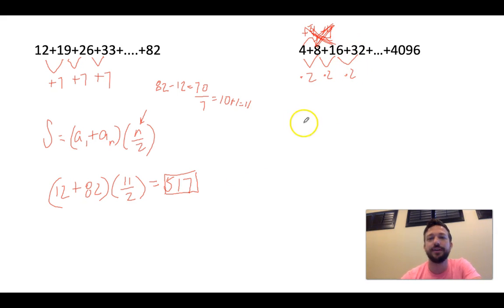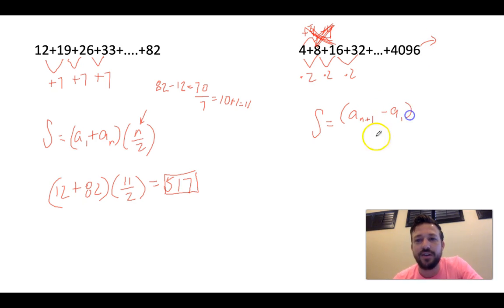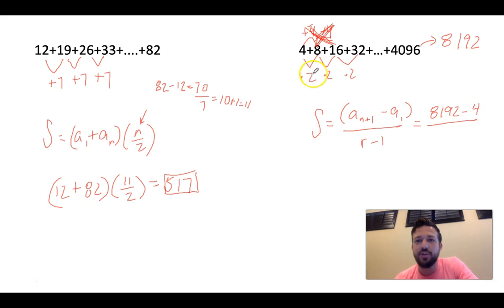Now let's go to geometric. Remember, to do a summation of geometric, you find the next term after the last term. So I got to find the next one. Then we're going to subtract off the first term, and we're going to divide by the ratio minus 1. So let's find the next term. It's going to be 4,096 times 2, because that's the ratio we're going by. So the next term here would be 8,192. So we're going to do 8,192 minus the first term, which was 4, divided by the ratio, which was 2, minus 1. So we're going to divide by 1.